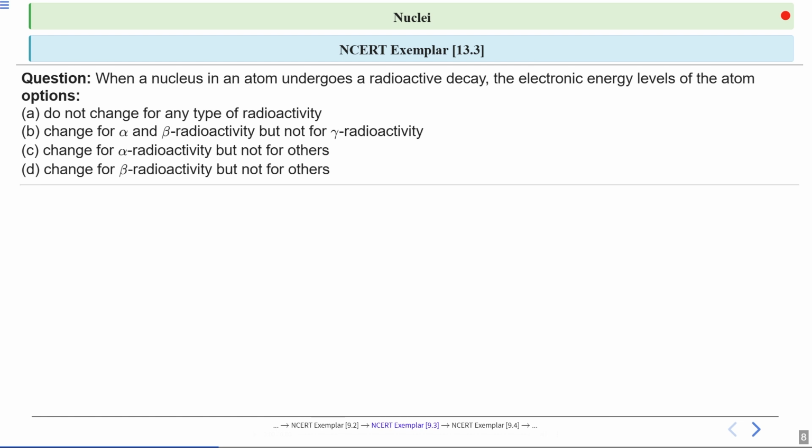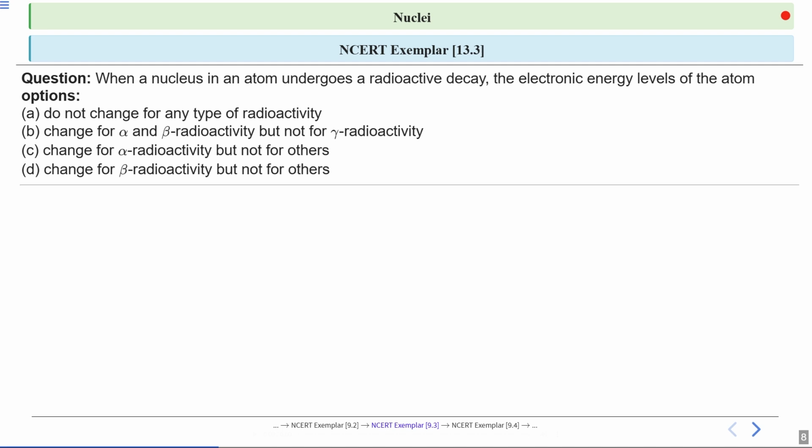Next, exemplar 13.3. When a nucleus undergoes radioactive decay, it emits particles or energy which can affect the structure of the atom. However, the behavior of the electronic energy levels of the atom depends on the type of decay. Radioactive decay involves the transformation of a nucleus, which can result in the emission of alpha particles, that are helium nuclei, beta particles, that are electrons or positrons, or gamma rays, that are high energy photons.